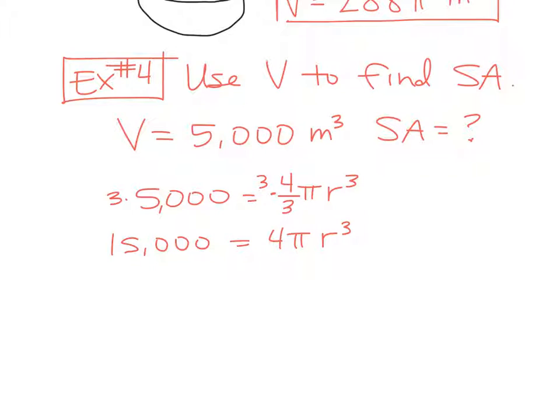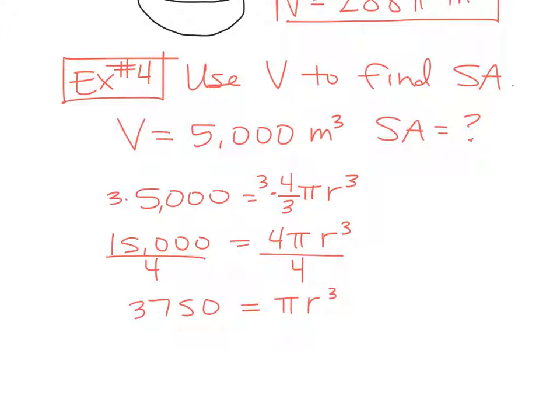Divide by 4 or divide by 4 pi. Okay, if you divide by 4 pi, you have to use parentheses. So if you're going to worry about plugging it in wrong, let's just divide by 4. So you get 15,000 divided by 4 is 3,750 equals pi r cubed.